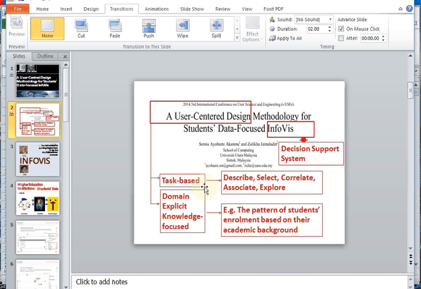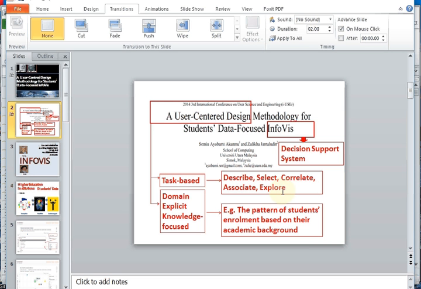So in designing InfoVis, designing decision support system, users must be involved to ensure that the decision support system is designed to meet the task that the users will be executing through the decision support system. At the same time, the decision support system must be able to accurately transform the data into the domain explicit knowledge. So examples of our tasks is like describe, select, correlate, associate, explore.